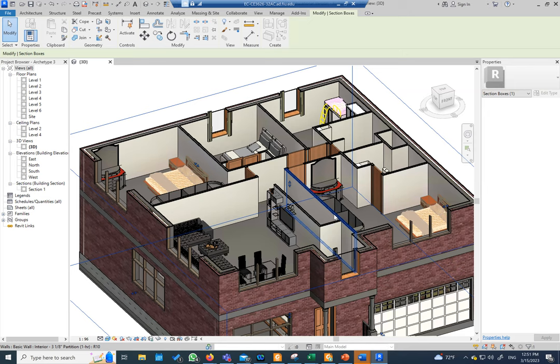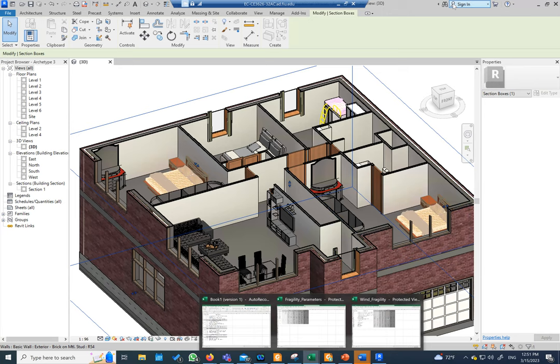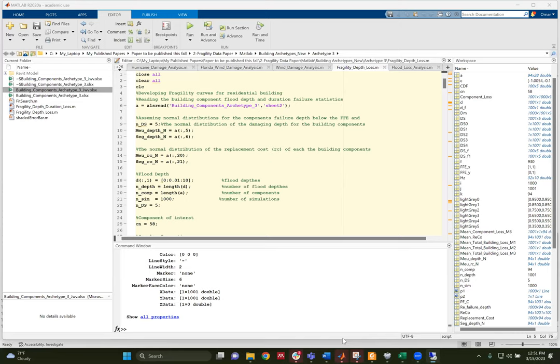All right, so let's see how the components of this building look. I had an Excel sheet. I developed it based on the components here. And let's check. All right, let me get here.